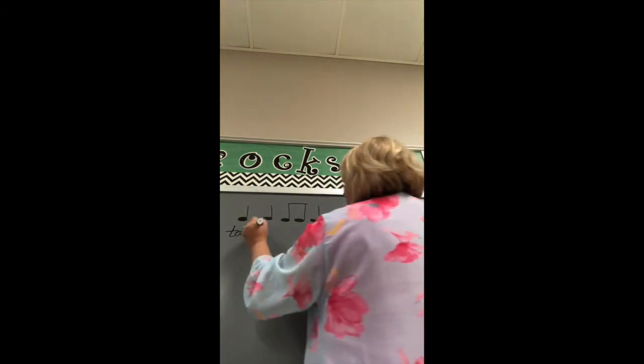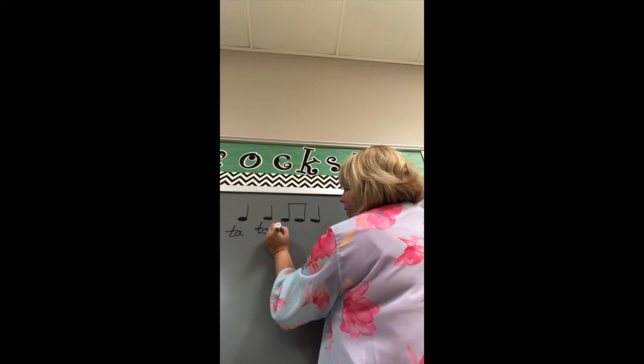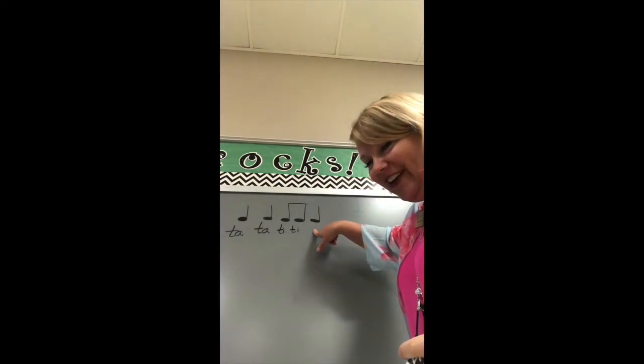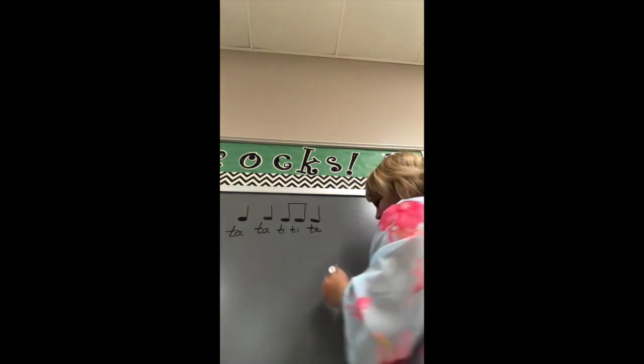Okay, what kind of note? It's another quarter note. Good. How do we count it? Ta. Good job. Oh, what do we have next? Two eighth notes. How do we count them? Good. We count them like ti, ti. Good. And our last one is a quarter note. Good job. And how do we count it? Ta. So, this rhythm is kind of similar to the last one, but a little bit different.